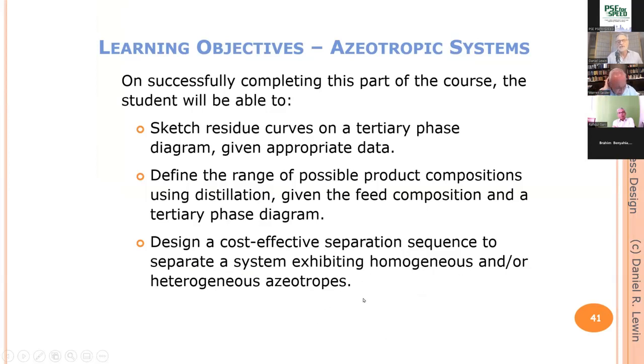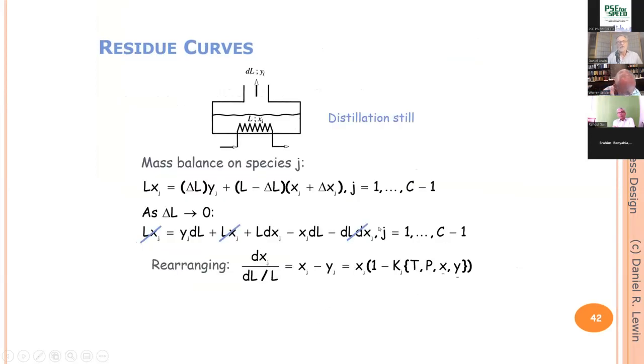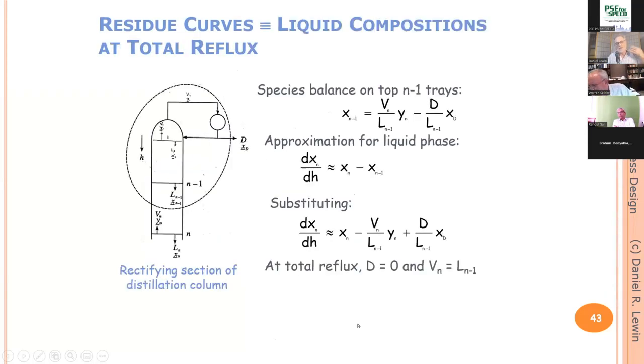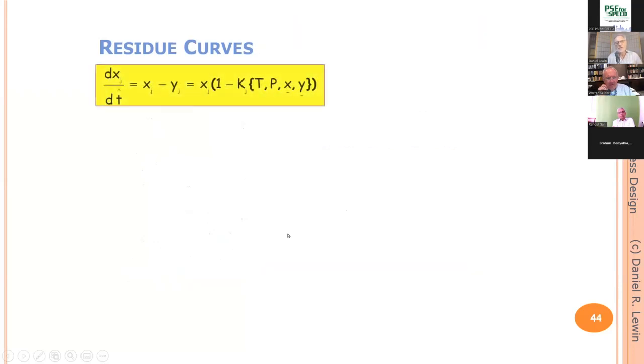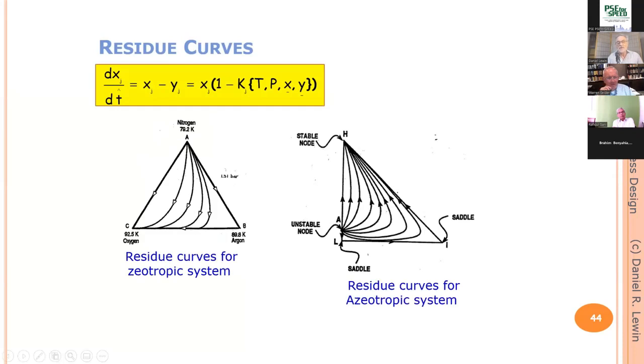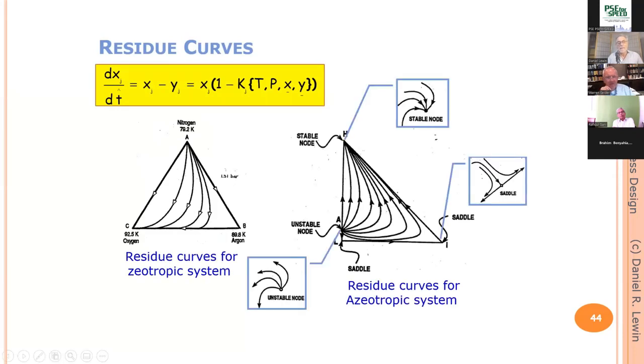and/or heterogeneous azeotropes. So the idea of residue curves, basically the idea behind it is that you generate an ordinary differential equation based on the thermodynamic properties of the system. It is shown in the book that this is applicable also to an actual distillation column at total reflux. It's a very good approximation, and students learn to sketch residue curves, all right?